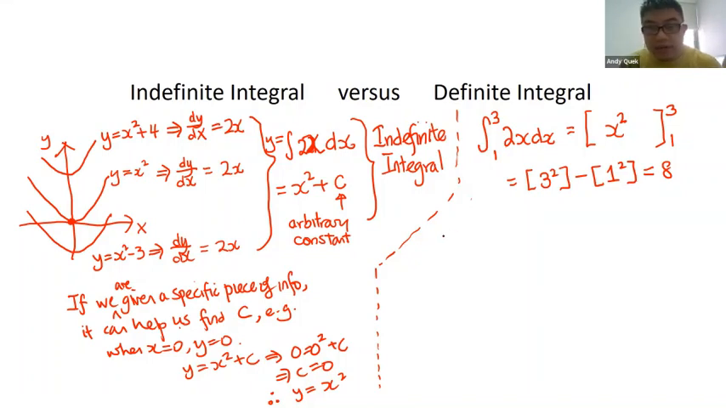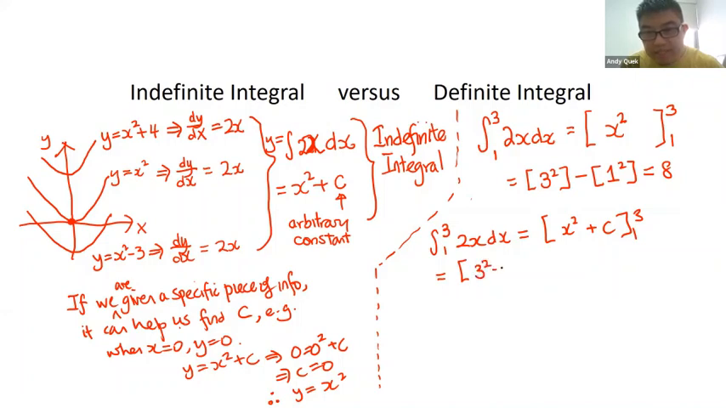Okay. Now, you may be wondering what happened to the arbitrary constant. So I'm going to do the same integration. You will see that the arbitrary constant actually is unnecessary because when x is equal to 3, x squared plus c is 3 squared plus c. And when x is equal to 1, x squared plus c is 1 squared plus c.